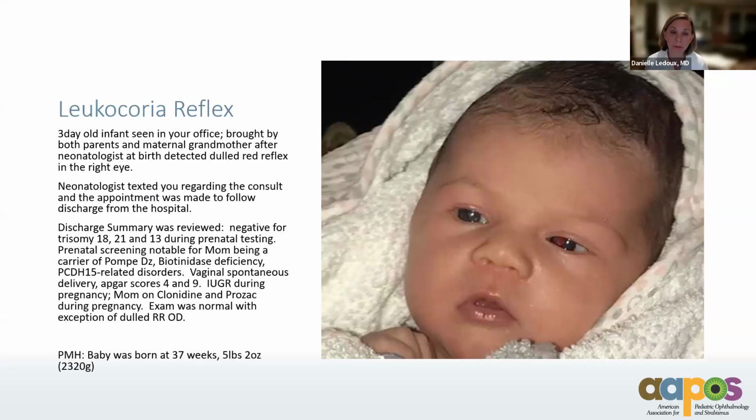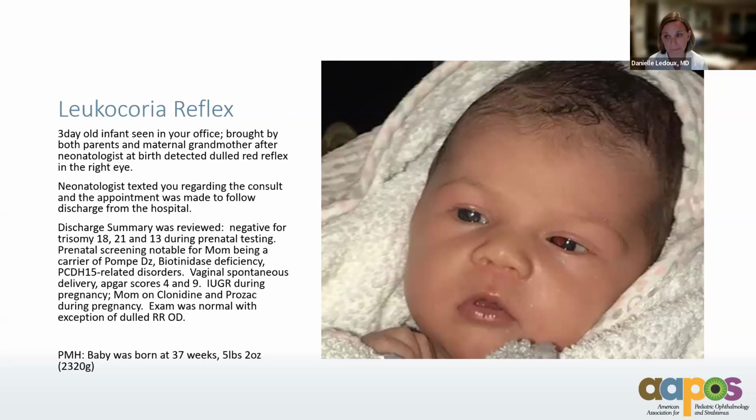Okay, so this is a child with a leukochoric reflex. She's 3 days old when she's seen in your office, brought by her family. The neonatologist at birth had detected the dull red reflex and had reached out to you regarding the need to see the patient urgently. So the appointment was made prior to discharge from the hospital. You reviewed the discharge summary. There was nothing too concerning. The child did have IUGR during pregnancy. There was some intrauterine exposure, clonidine and Prozac. The exam was normal at birth with the exception of the dull red reflex.